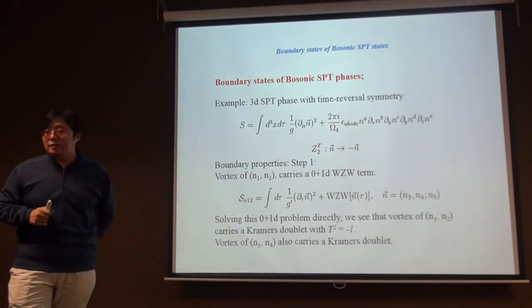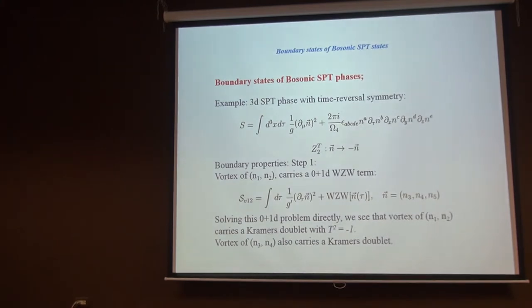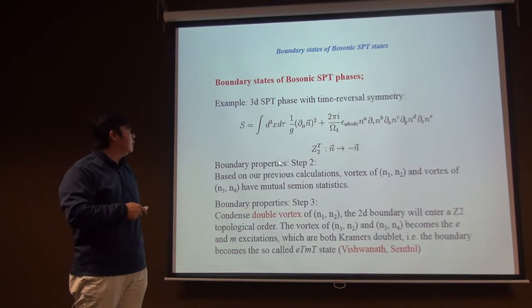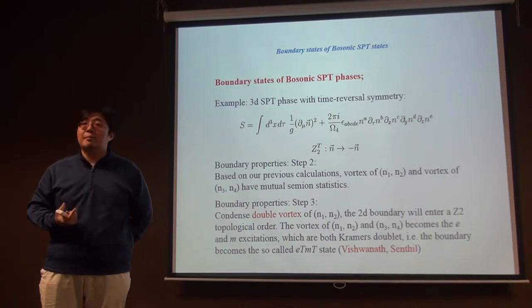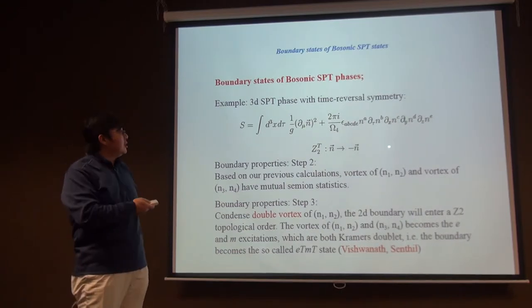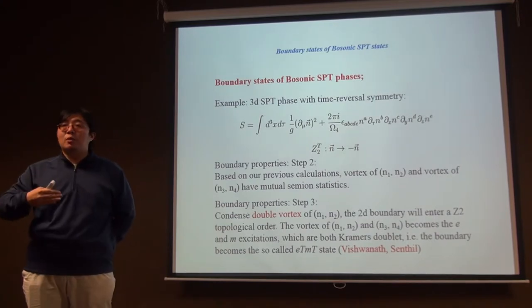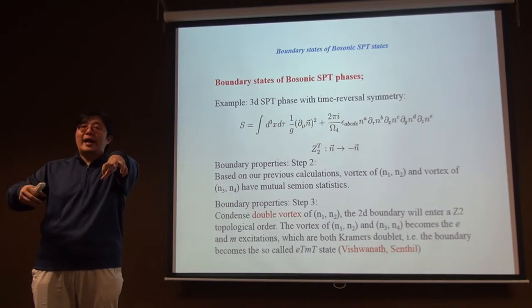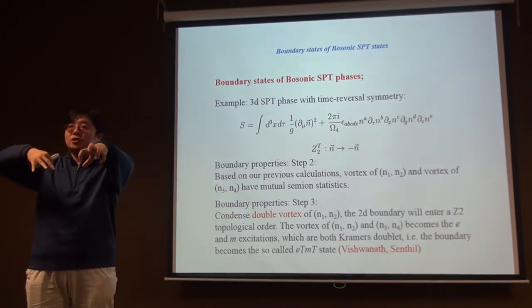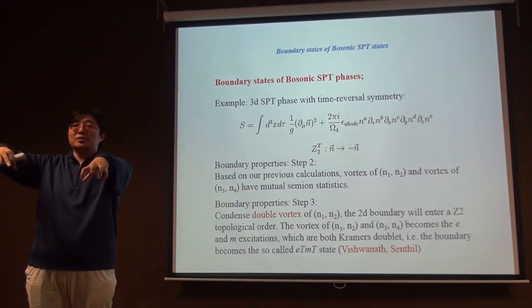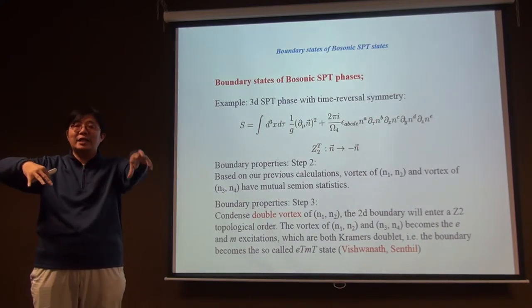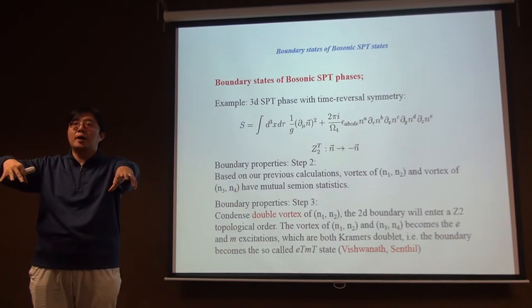For the same reason, the vortex of n3, n4 will also carry a Kramers doublet. And this theta term at the boundary becomes a Wess-Zumino-Witten term that tells us that if I take an n1, n2 vortex and take an n3, n4 vortex, and do a braiding, I will get a minus sign. It means that these two vortices will behave like the e and m excitations in the Z2 topological order.